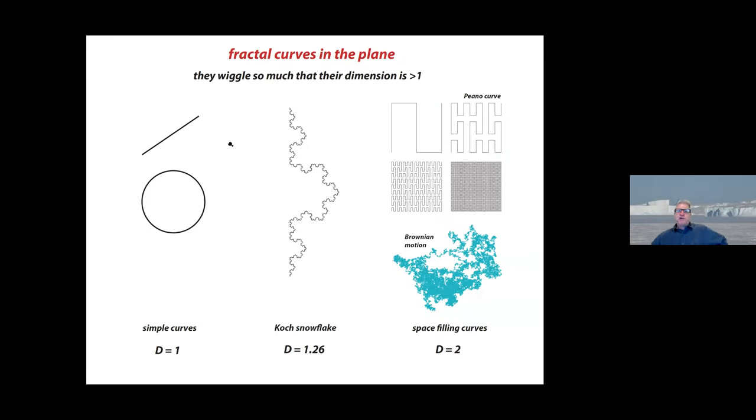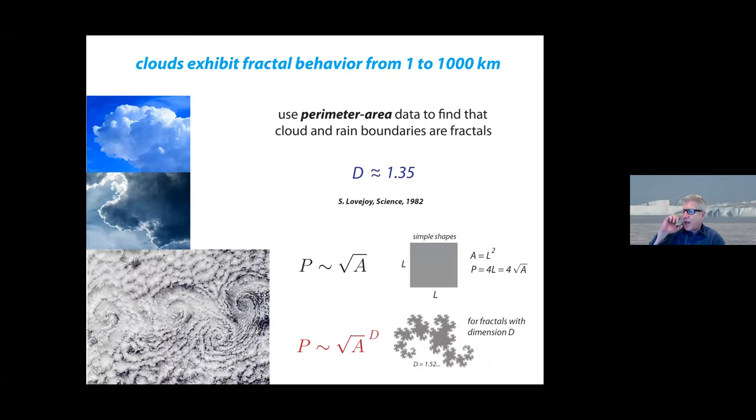So just to remind you of fractals, here are simple Euclidean curves in one dimension. Start to bend them up, the Koch snowflake has fractal dimension 1.26, and the most you can have in two dimensions is when they wiggle so much that you have a fractal dimension of two, like Brownian motion. Motivated by area-perimeter relations exploited by Lovejoy for clouds, who found a fractal dimension of about 1.35, I thought we'd find something similar.